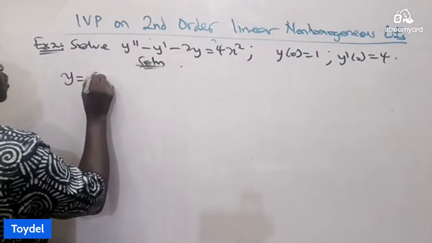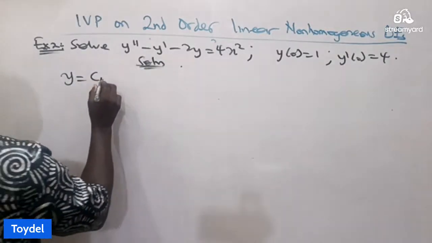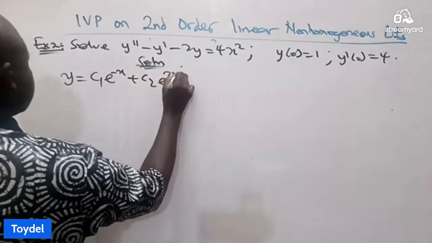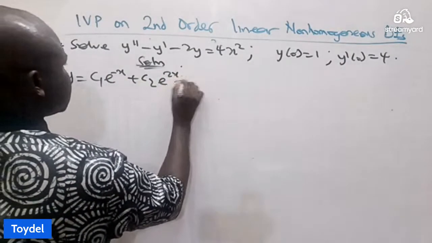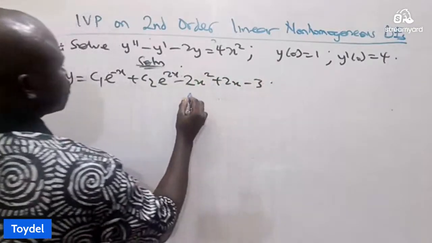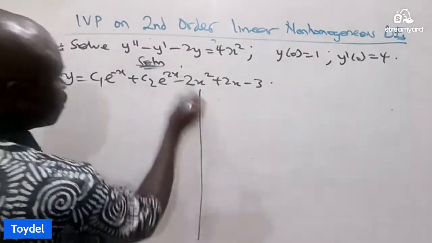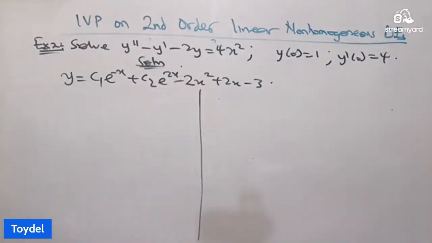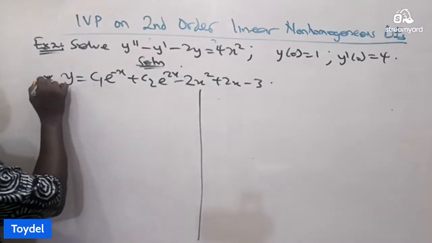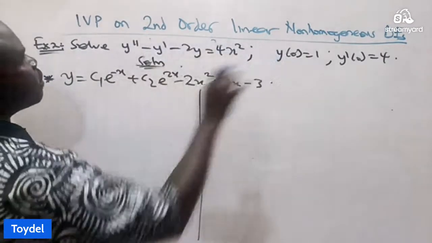So y = C1 e^(-x) + C2 e^(2x) - 2x² + 2x - 3. This is the solution that we arrive at when we solve this. Now we want to find the values of C1 and C2. Once we find them and substitute back into this solution, that will represent the actual solution to this problem.